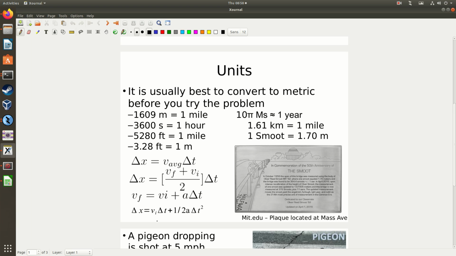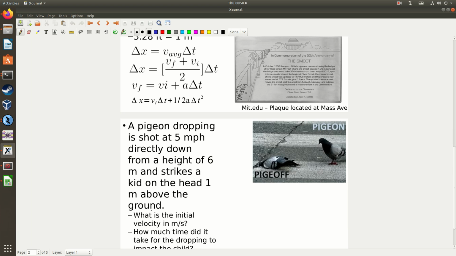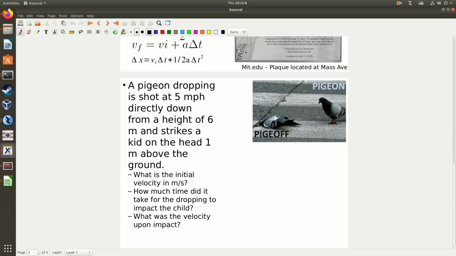So, anywho, doing a practice problem with some unit conversions this time. We'll see how this works out. We have a pigeon dropping. It's shot at 5 miles an hour directly down from a height of 6 meters and strikes a kid on the head 1 meter above the ground. We want to figure out the initial velocity in meters a second, hence the whole convert to meters a second first usually helps. We also need to find the time it takes for the dropping to impact the child and the velocity upon impact.